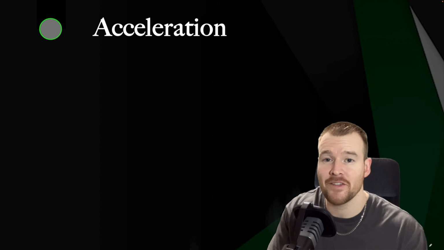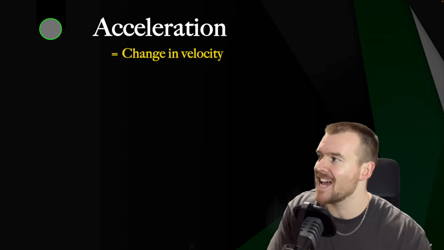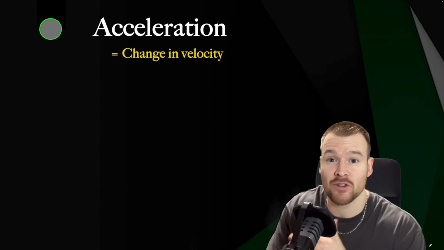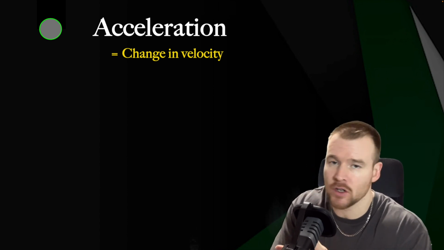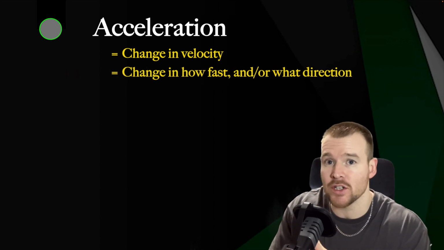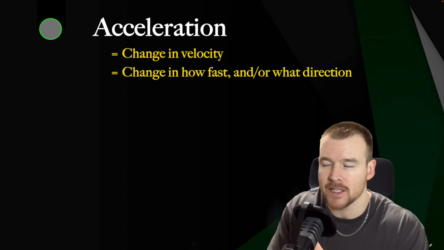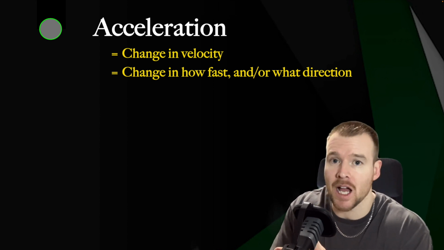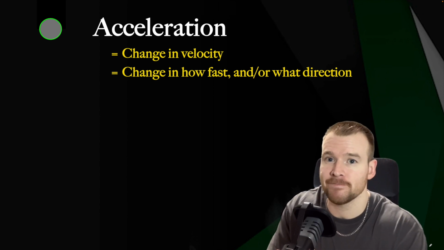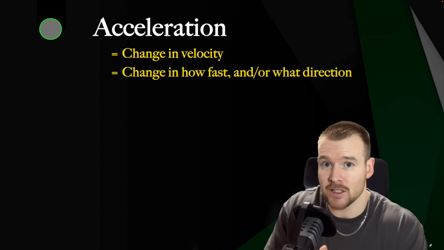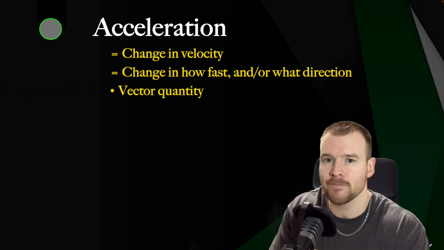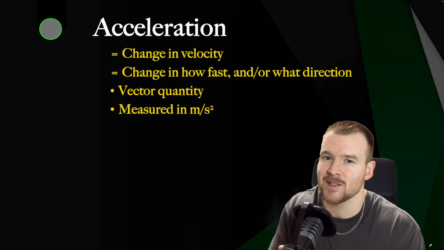Okay, so starting with our definition, acceleration is defined as a change in velocity. Velocity is what we looked at before. It's measuring how fast. It's also the vector quantity for how fast. So it takes into account how fast and what direction we're going. That's what velocity was. So if we are changing our velocity, we're either changing how fast we're going or we're changing the direction that we're going. Okay. Acceleration, because it's looking at the change in velocity, a vector, is also a vector, and we're going to measure it in meters per second squared.